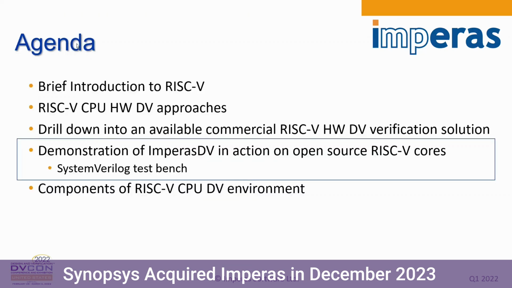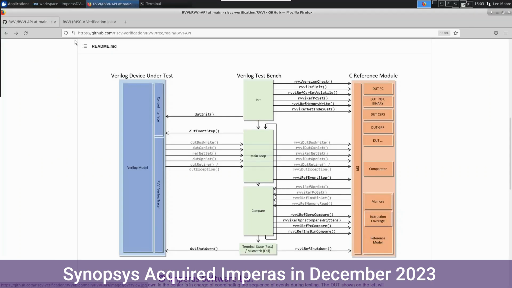So what I'm going to do now is run through a demonstration of ImperasDV in action on open source RISC-V cores. The core that we're going to do the demonstration on today is the Ibex core from lowRISC. The slide you're looking at here was actually shown earlier in the presentation, but I thought it would be worthwhile taking a look at this again.